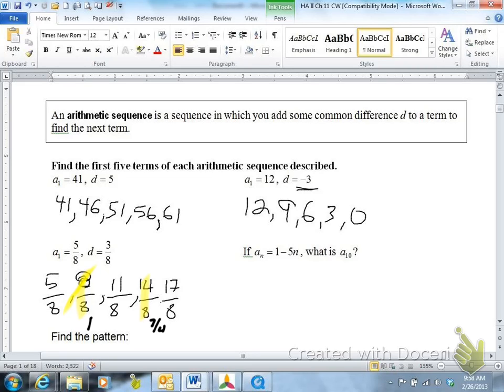On the next one, we're given a function basically, a sub n equals 1 minus 5n. What is a sub 10? It looks confusing, but basically you have your n value defined to be 10, and that's going to be plugged in to the function 1 minus 5 times 10. So that would be 1 minus 50. So the 10th term in the sequence is negative 49.